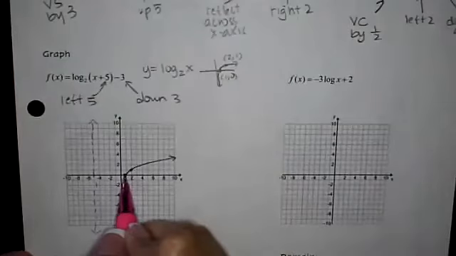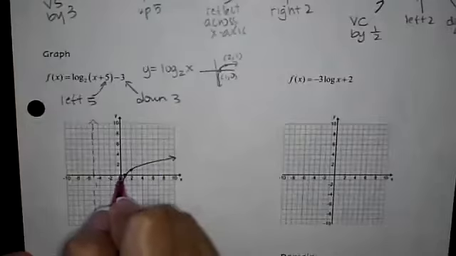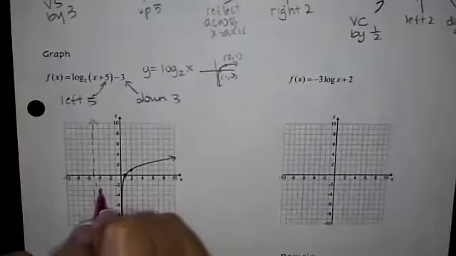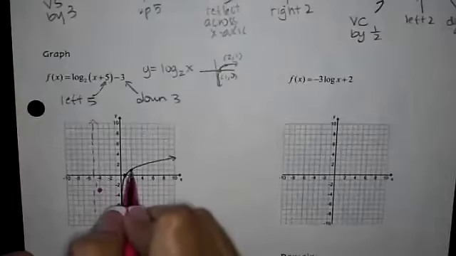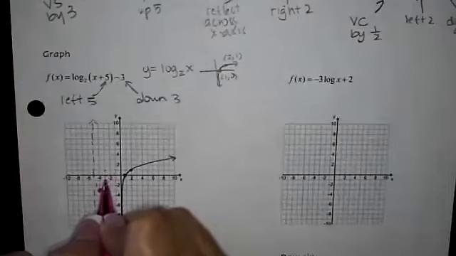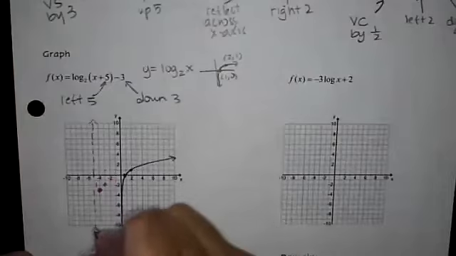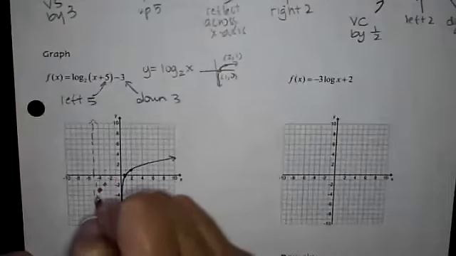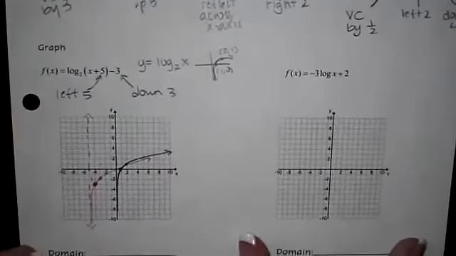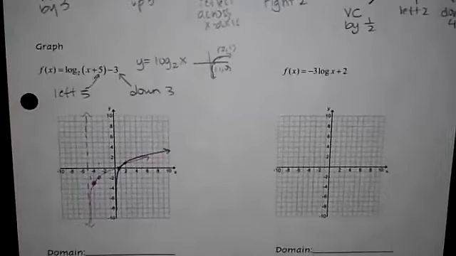Now I take each one of these points and I apply those transformations. So left 5, 1, 2, 3, 4, 5, and down 1, 2, 3. We do the same thing for the next point over. It's at 2, 1. And so I move that to the left 5 and down 3. And then we get really close to the asymptote and we move across to the side. And that would be my new graph.